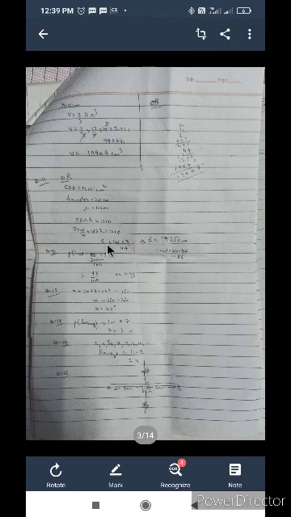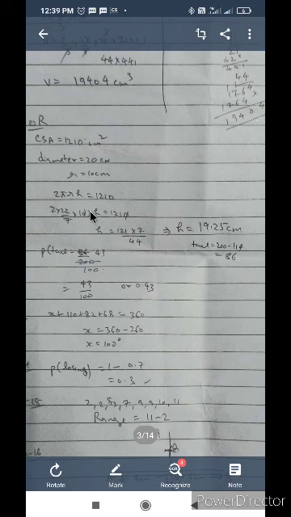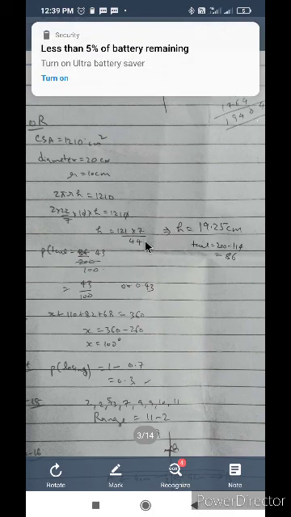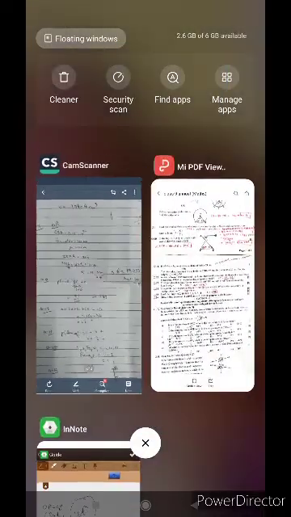So 2 pi into R, instead of pi we'll substitute the value 22/7, into R, that is 10, into H equals to 1210. So this 10, 0 and 0 will cancel out. H will be equals to 121 into 7 upon 44, that is 19.25 centimeter. Okay. Now next part.